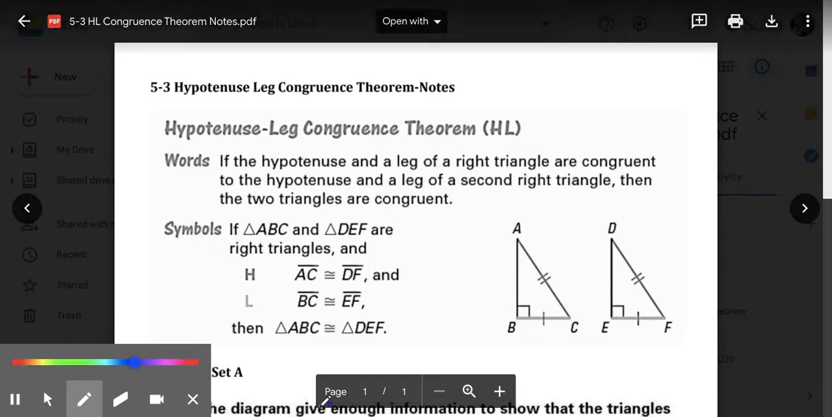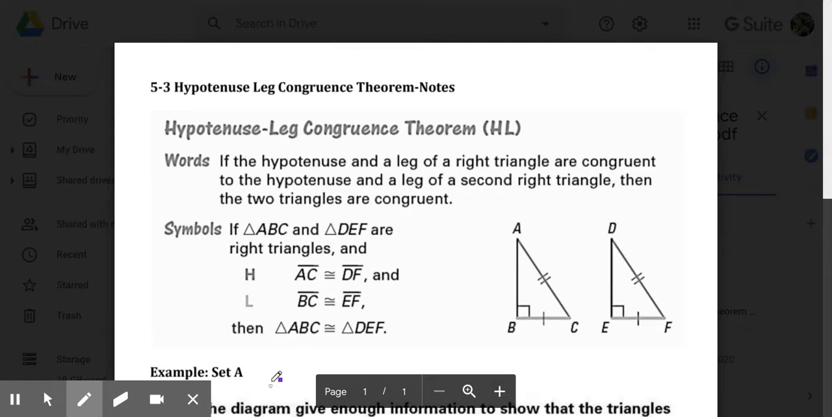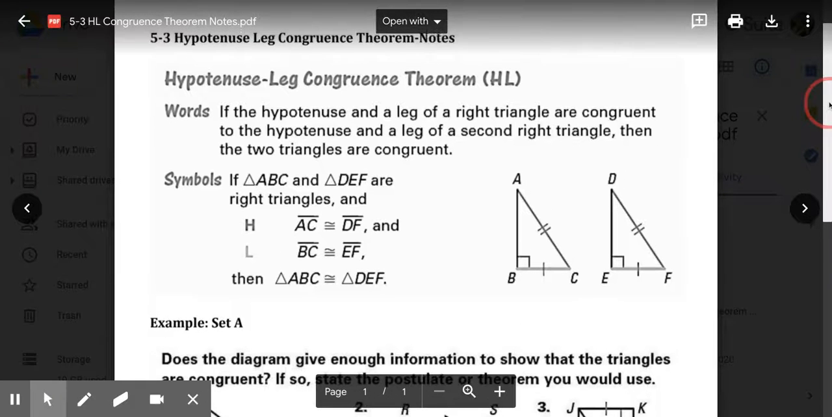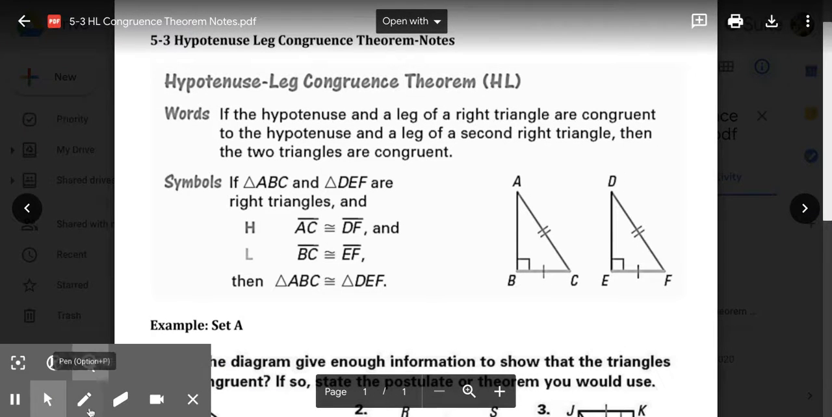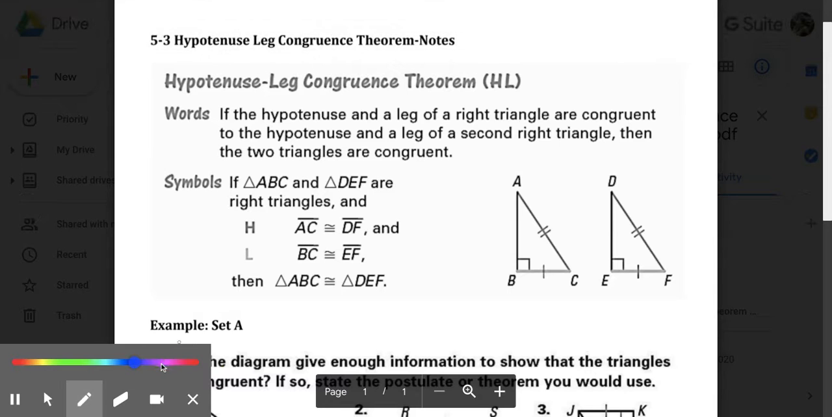Hey guys, we're going to go over the hypotenuse leg congruence theorem today. This is a congruence theorem that is a special congruence theorem. It only works for right triangles.